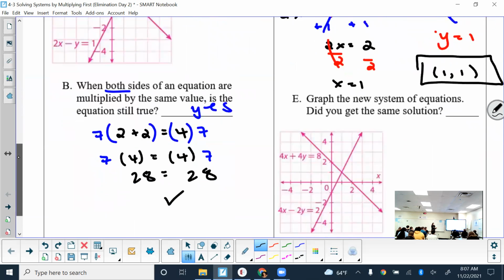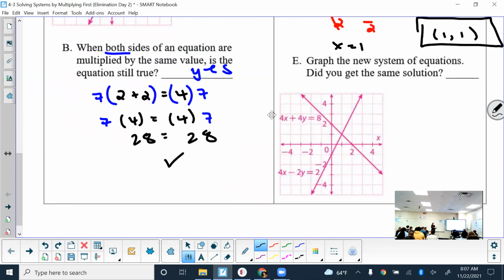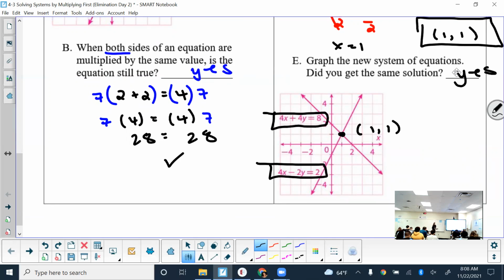And then just to prove it even further, if we graphed the new equations that we made, the ones where the x term has a 4 in front of it for both, what's the solution for where they intersect? They also intersect at (1, 1). So it's still the same point. Yes, these also get the same solution. Questions about that?